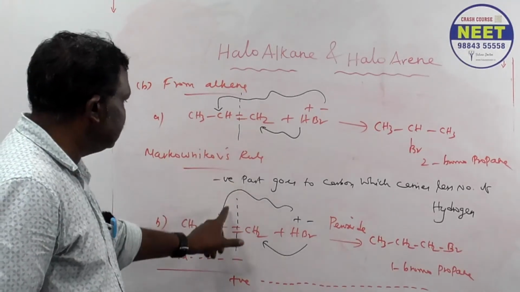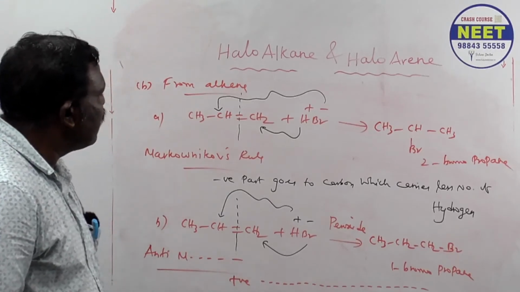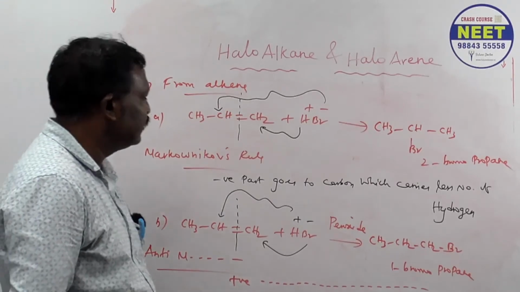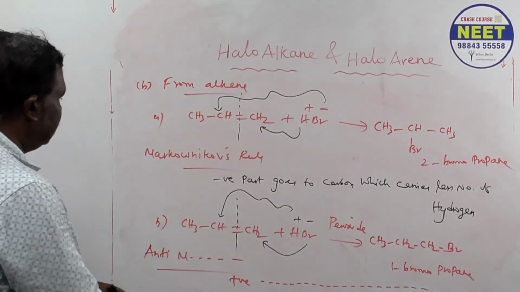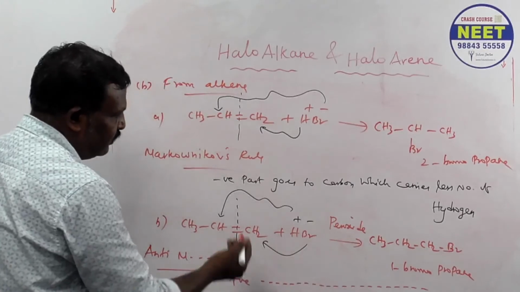Small difference, just okay. Negative part, this is called positive part. Okay, understood, right? This is called anti-Markovnikov rule. If you see the peroxide and the arrow mark, we have to follow anti-Markovnikov rule.